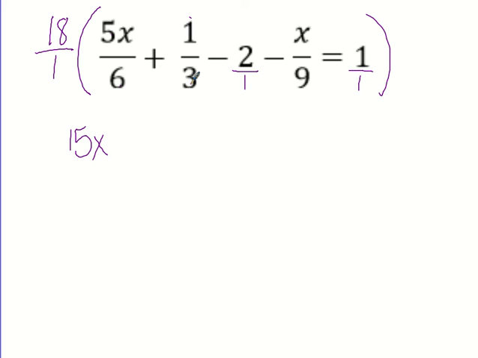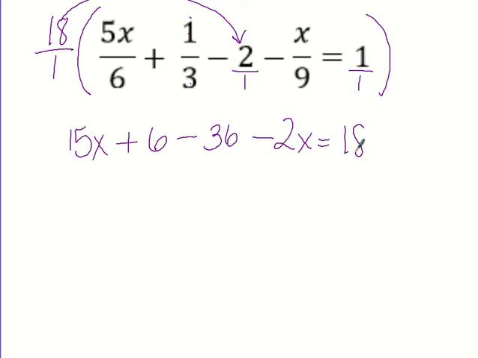18 divided by 3 is 6, times 1 will get me 6. Then I still have to do the 2. Do not forget this 2. And 18 times 2 will get me 36, and then it's just over 1. 18 divided by 9 is 2, and then 2 times x is 2x. And then 18 times 1 is just 18. So hopefully you got the same thing. So now we combine like terms.